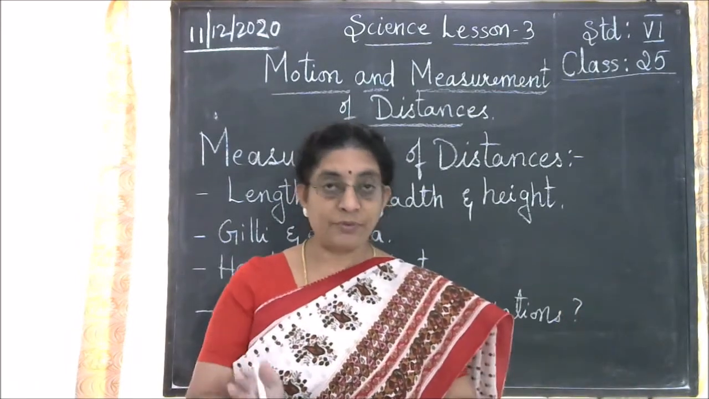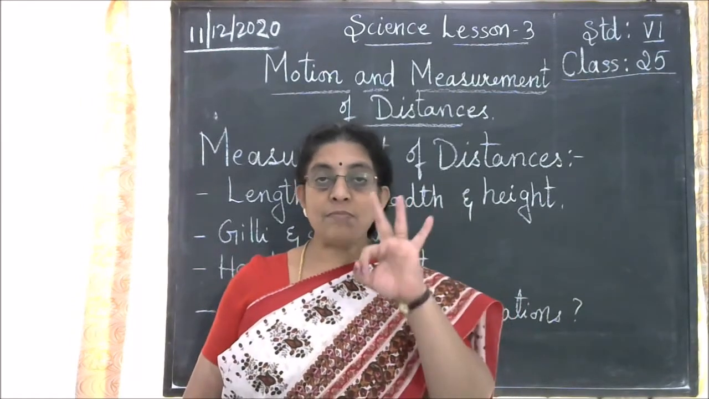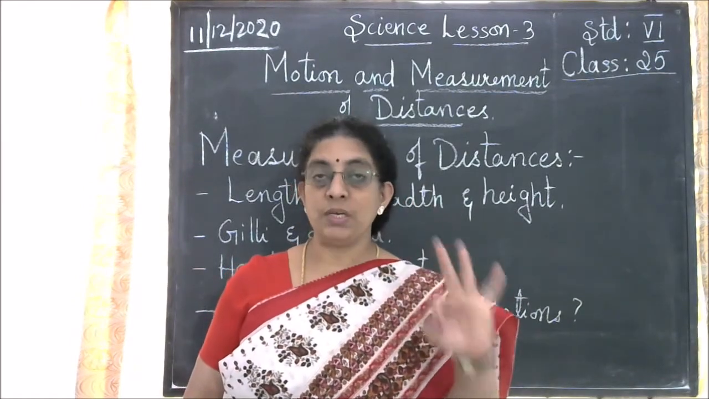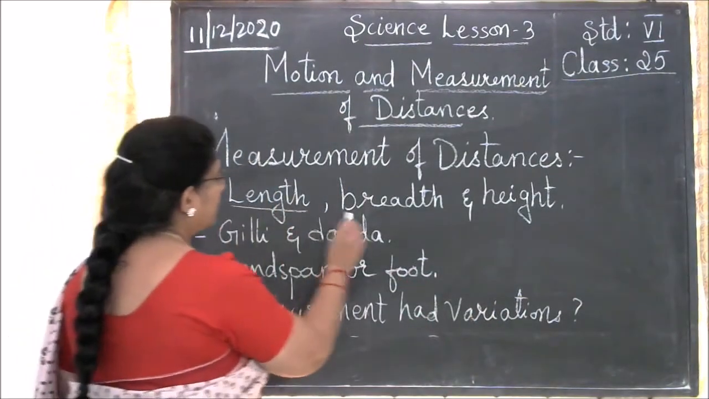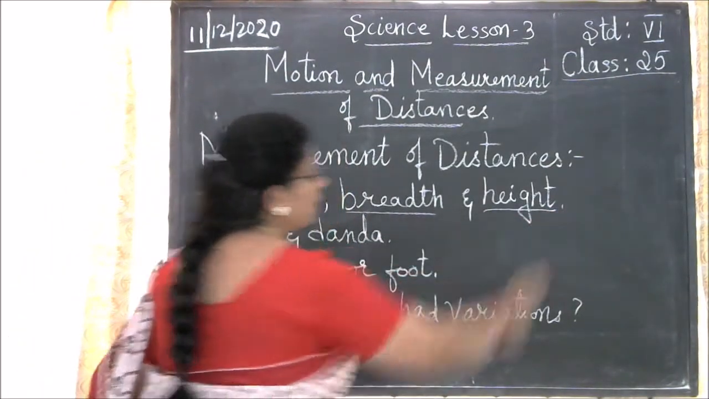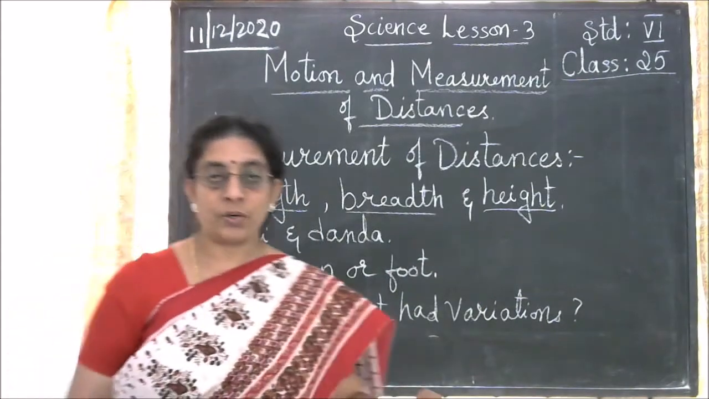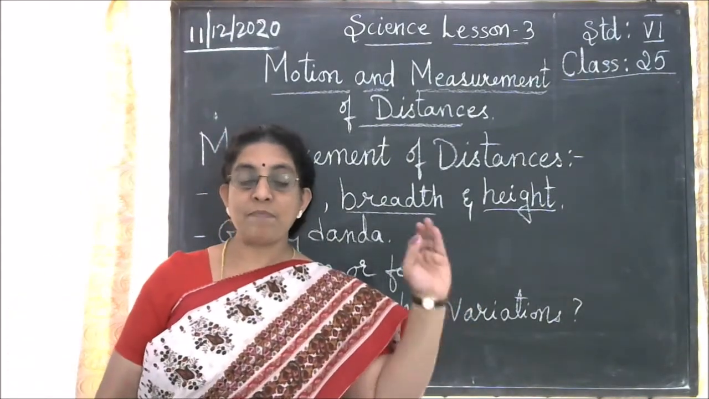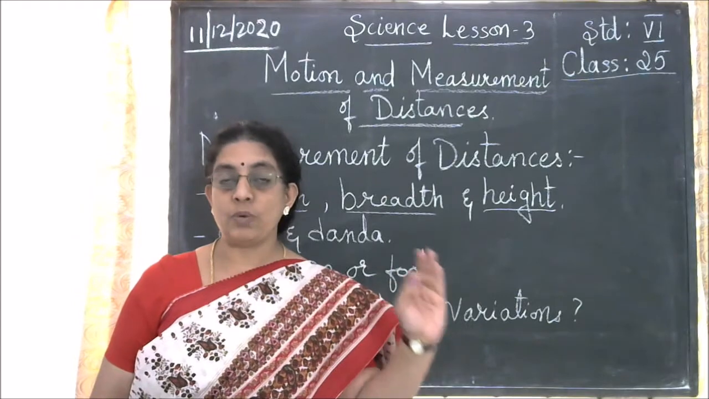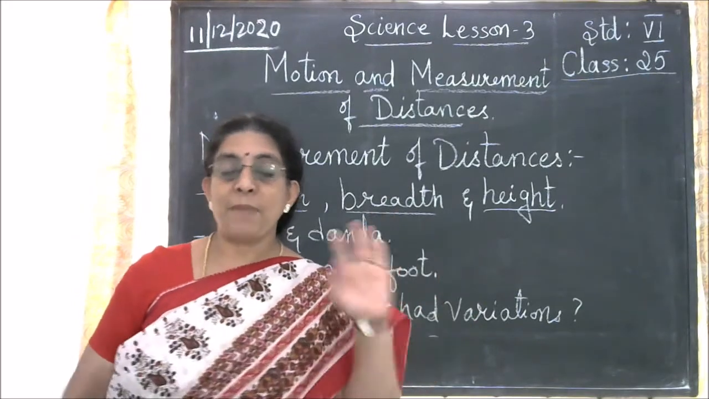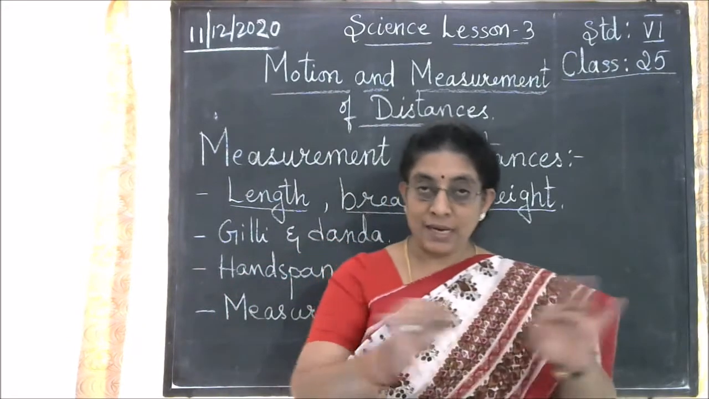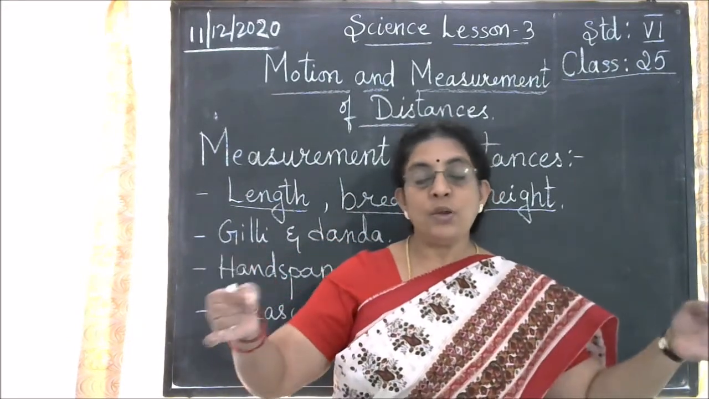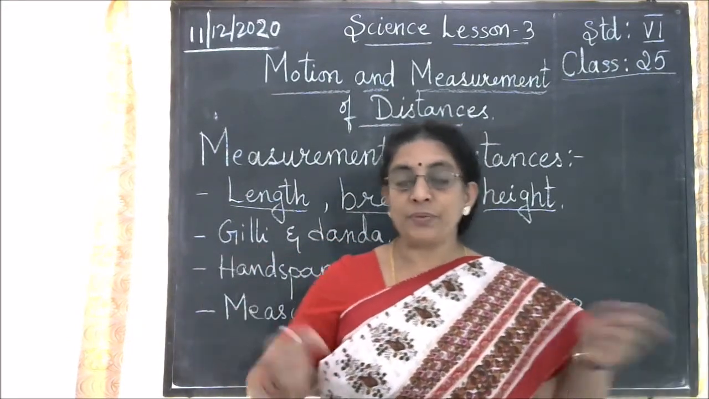So if you have to measure it, the three main basic things you need to do a measurement are length, breadth and height. Okay, so these are the three main basic things we need to do a measurement. If it is a table, you need to know the length of the table and the width of the table, that is the breadth of the table.